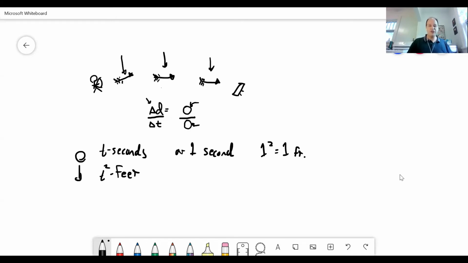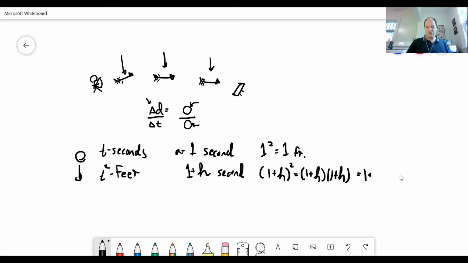Now, let's proceed an infinitesimally small amount after that 1 second. We're going to use the letter h to represent our infinitesimal at 1 plus h seconds. At 1 plus h seconds, its actual drop distance is (1 + h) squared. Now, when you square something, that means you multiply it by itself, and now we FOIL: firsts, outers, inners, lasts. And so that gets us that at 1 plus h seconds, the rock has fallen 1 plus 2h plus h squared feet.